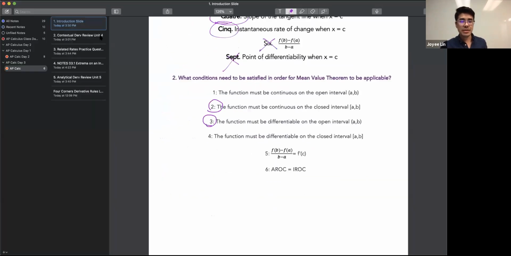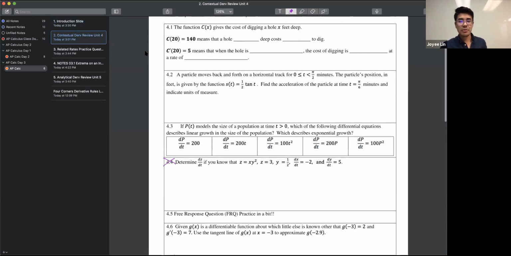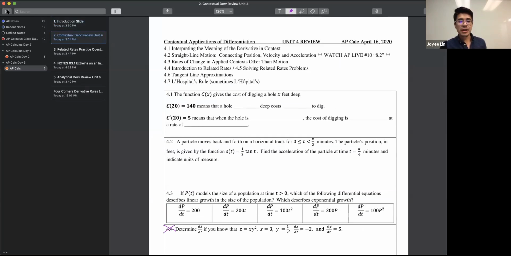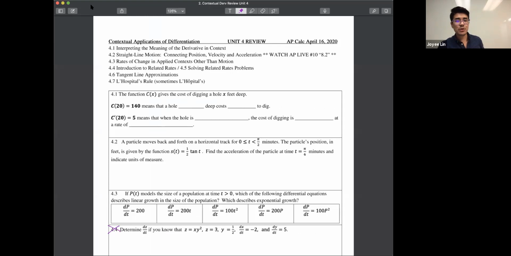Alrighty, let's go on to some of the topics of today then. First things first, these are all the topics that we'll be covering, at least for Unit 4: interpreting the meaning of derivative in context. We're going to look at straight line motion, rates of change, related rates, tangent line. We'll do a little bit of L'Hopital.